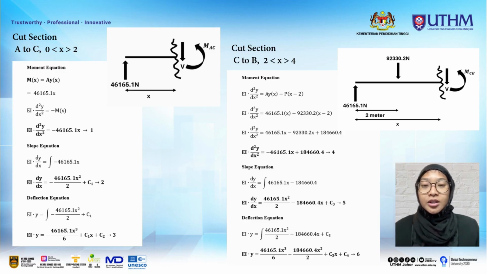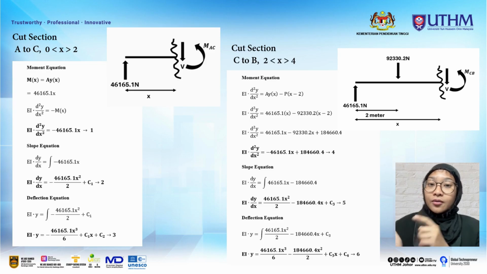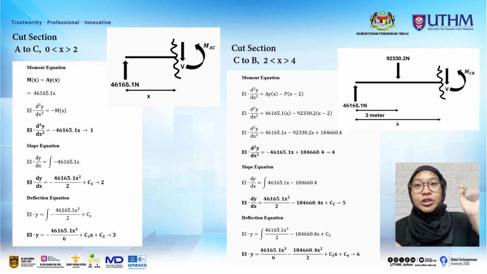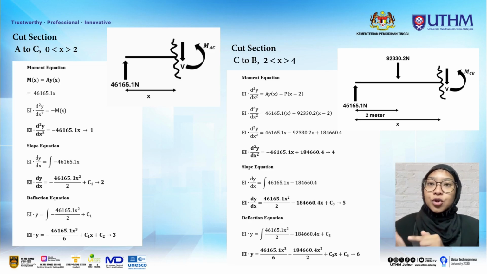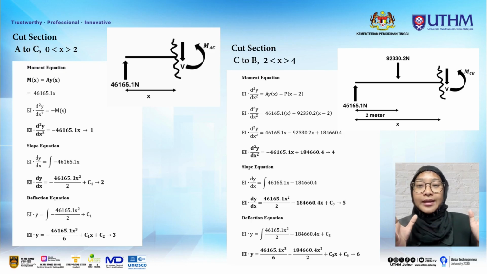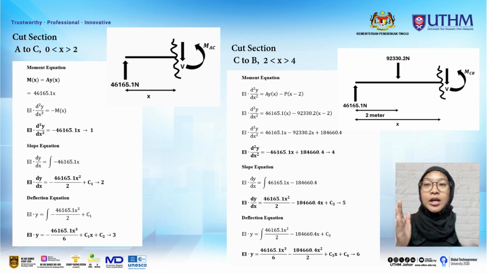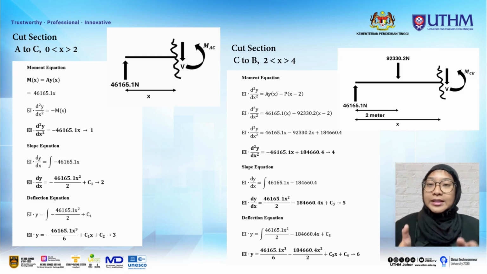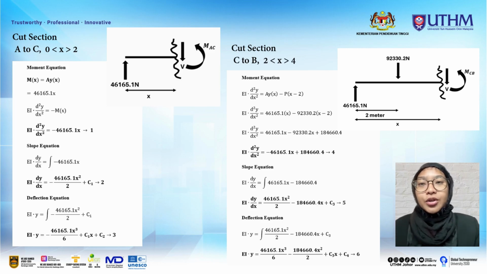To find the equation, the formula is force times length. For region 1, X between 0 to 2, M(x) is equal to 46,165.1 X, which is the length. And for region 2, where X is between 2 to 4, M(x) is equal to 46,165.1, the force, times X, the length, minus the point load going down, 92,330.2 times the length, which is X minus 2. So M(x) for region 2 is equal to negative 46,165.1 X plus 184,660.4.